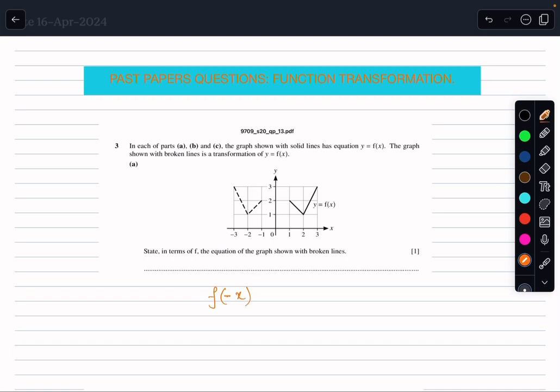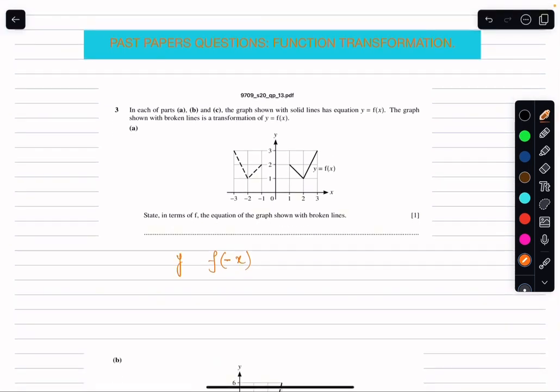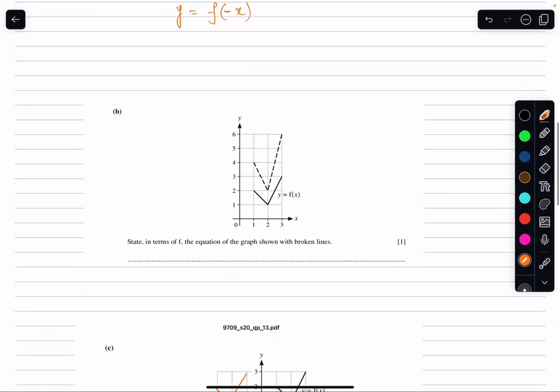So this is going to be the answer for part A. Now moving to the second part, state in terms of f the equation of the graph shown with broken lines. What I observe here is that the original graph has coordinates (1, 2), (2, 1) and (3, 3). The point (1, 2) has been transformed to (1, 4), the second has been transformed to (2, 2), and the third point has been transformed to (3, 6).